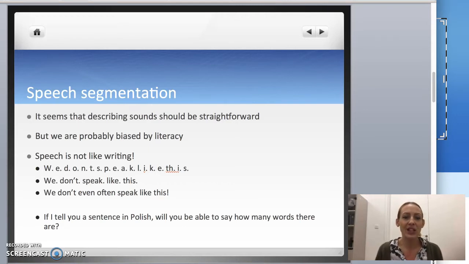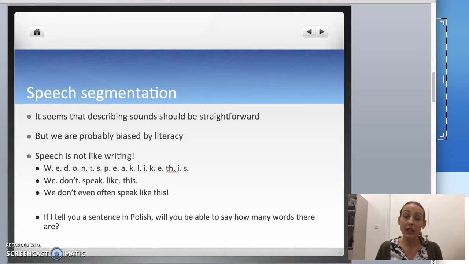In fact, we don't even often speak in sentences. We speak in chunks of several words, like that. And those are separated by pauses. So when we want to have a look at sounds, the first thing that we need to realize is that sounds are not letters. And we have to go back to what sounds are.